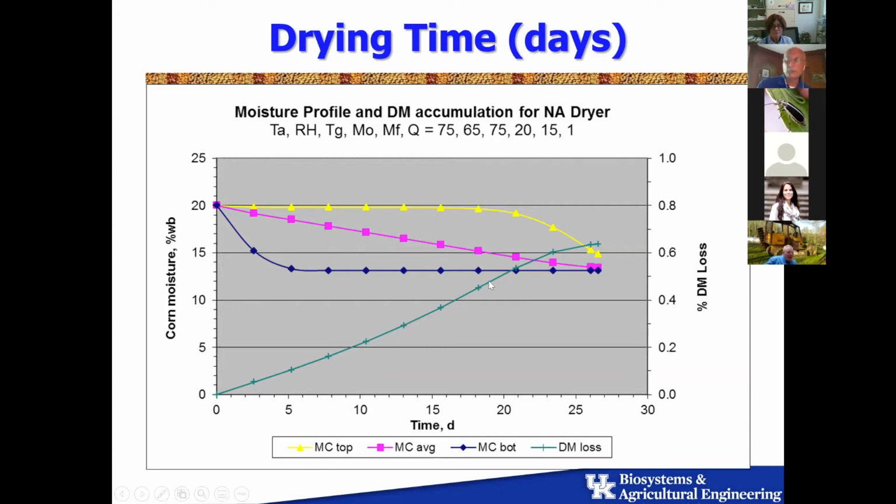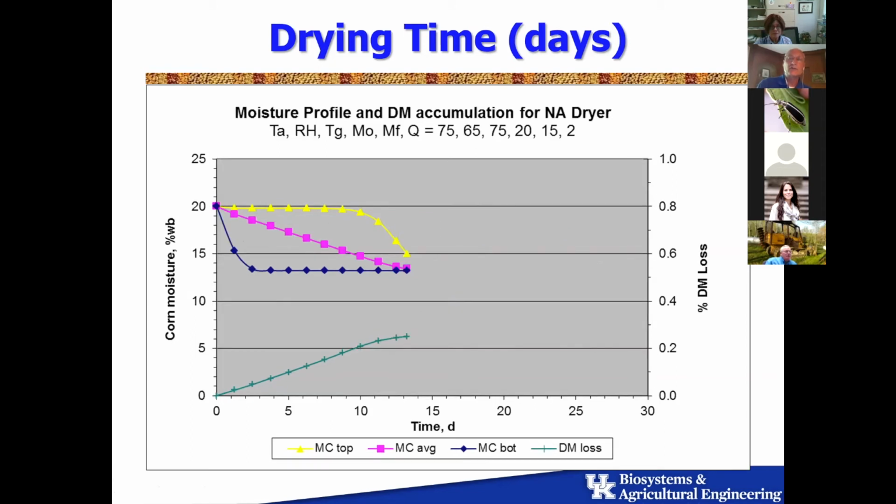And we want to avoid that, obviously. So what we need to do is either reduce the depth in the bin to get more airflow, or we need to get a bigger fan, and we'll talk a little bit more about that. There are some programs available to help you size fans for drying and aeration. But if we use 2 CFM per bushel, then we've actually cut our drying time in half.